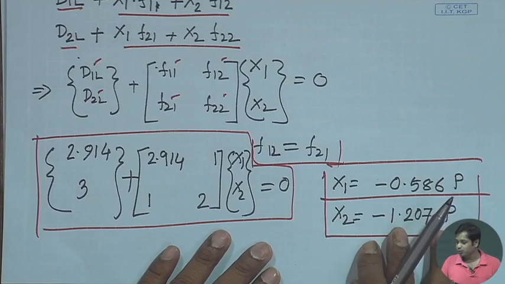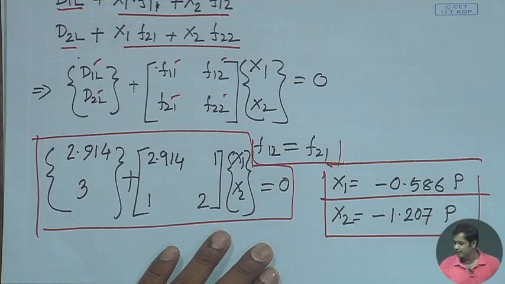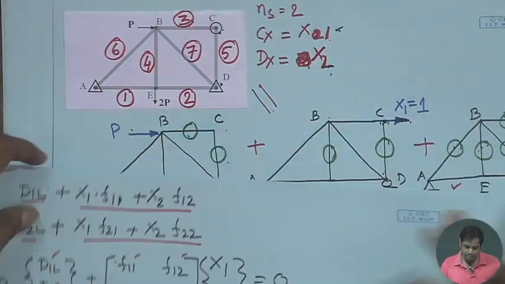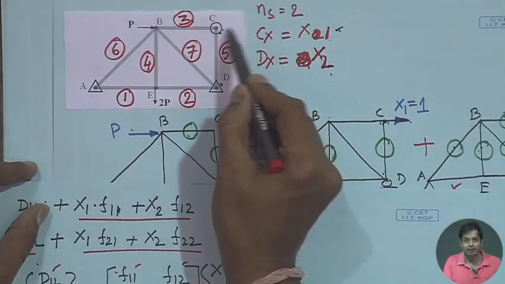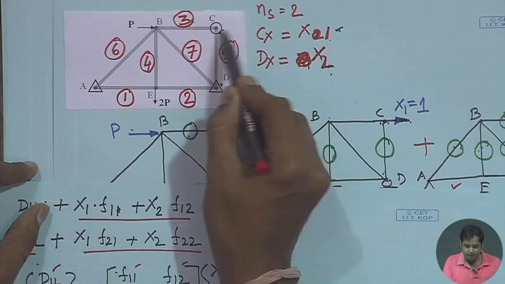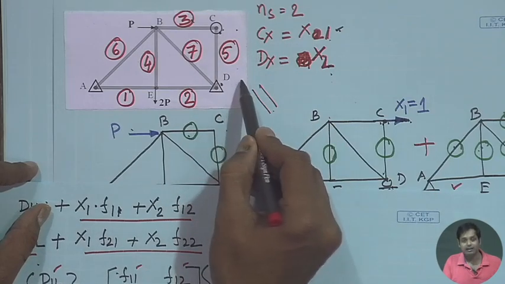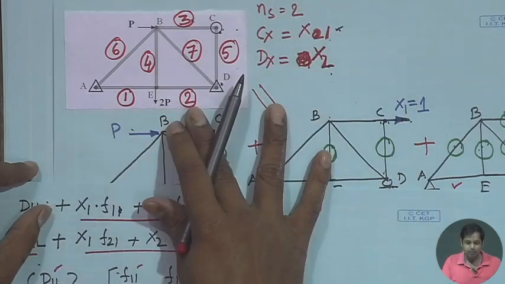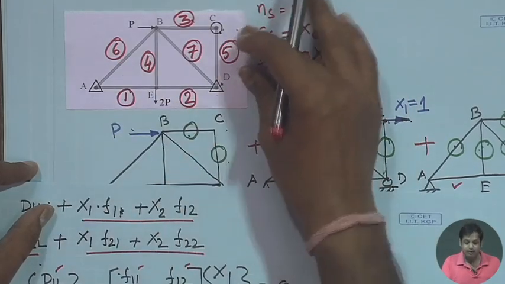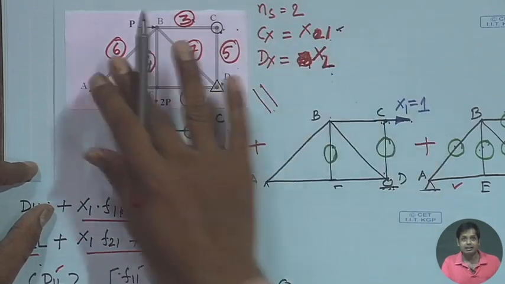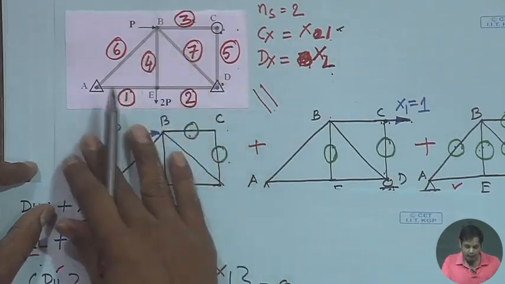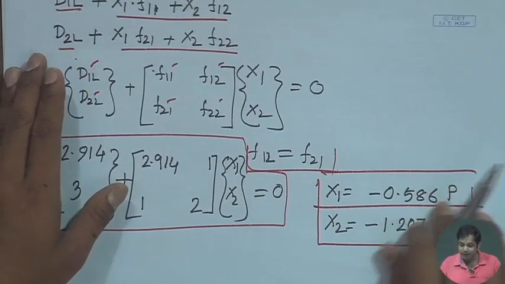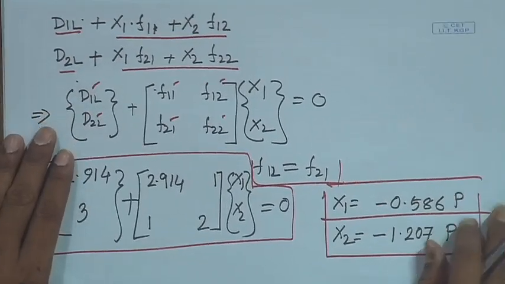Now, once we know x1 and x2, the rest is very straightforward. x1 is the horizontal reaction at C and x2 is the horizontal reaction at D. So, out of 5 reactions, 2 reactions are now known, and 3 remain. With the knowledge of Cx and Dx, the structure becomes statically determinate, and we can find the reactions and the member forces, and that I leave it to you. So, please verify these results and convince yourself.